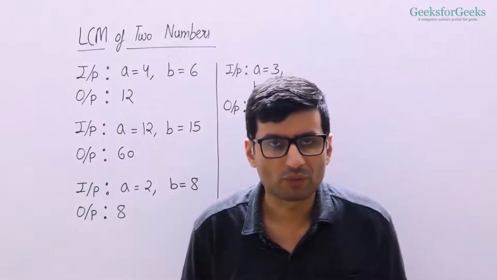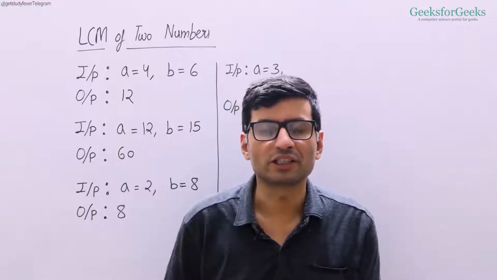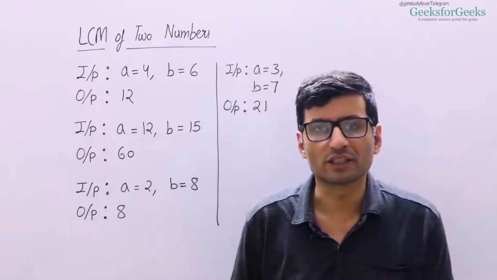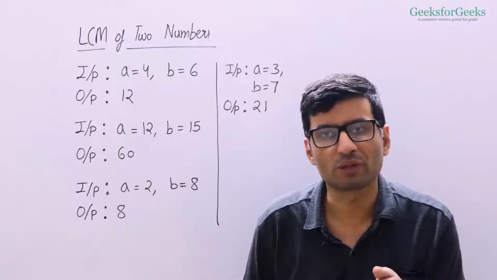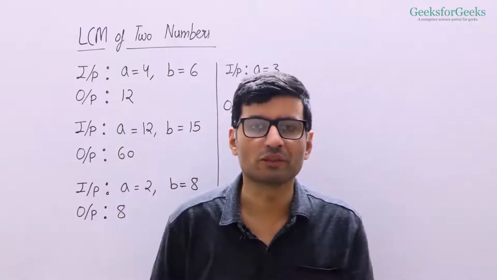Let us talk about this problem. We are given two numbers. Our task is to find LCM of these two numbers. Now what is LCM? LCM is least common multiple. The smallest number which is divisible by both given numbers.